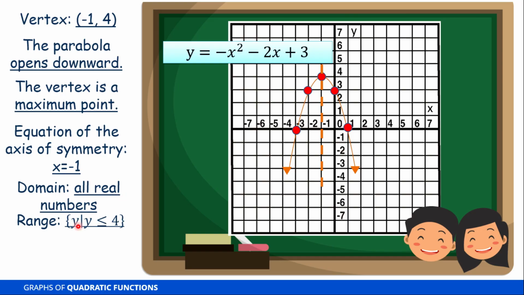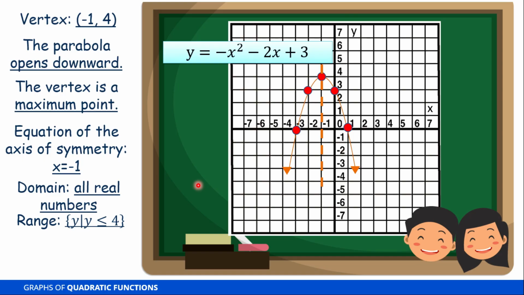Ang range natin ay the set of all real numbers y such that y is less than or equal to 4. Kung mapapansin natin, ang ating parabola opens downward. Ibig sabihin, ang magagamit na y values ng ating quadratic function ay mula lamang dito sa positive 4 pababa, or mula sa 4 including all numbers na mas mababa sa 4. So kaya dito sa ating set notation, ang nakalagay ay less than or equal to 4. So yun lang yung range na magagamit natin sa ating given quadratic function.